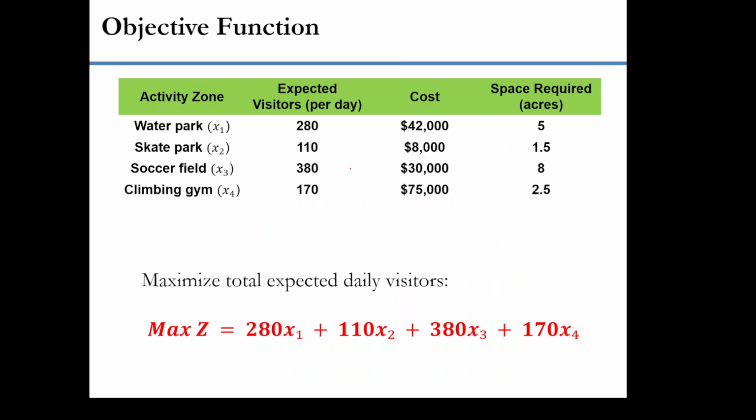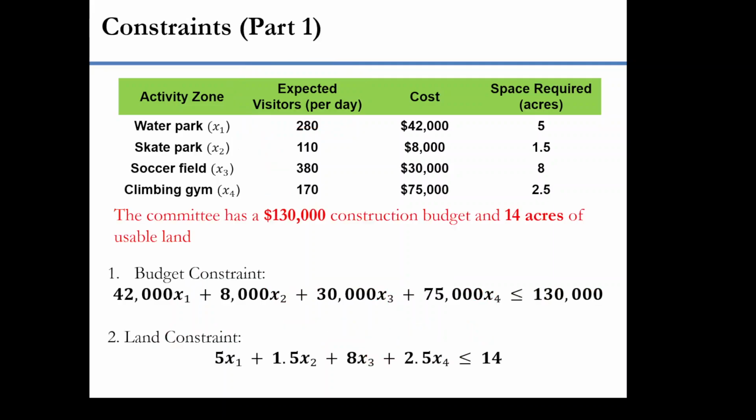So now, based on this, we have the objective of maximizing the visitors. So this is the objective function, that is 280 x1 plus 110 x2 plus 3 x3 plus 170 x4. So this is our objective function. We want to maximize z, the expected visitors per day.